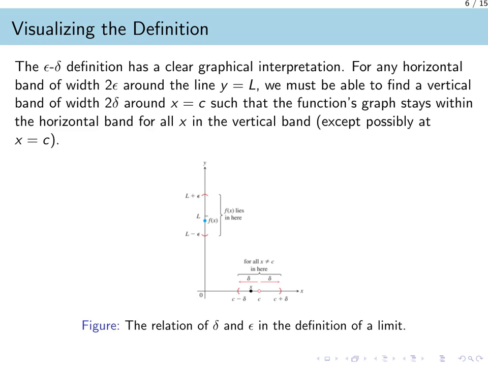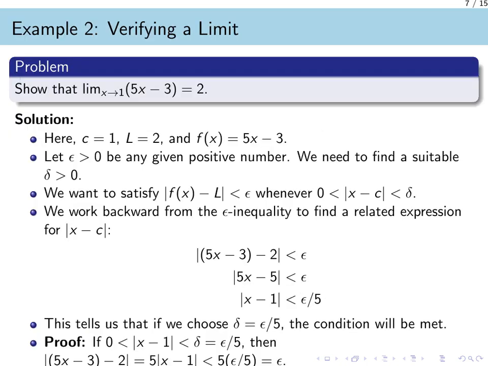The essential point is that for the limit to exist, I must be able to win this game for any epsilon you choose, no matter how tiny. Now I will use the formal definition of a limit to prove that the limit of the function 5x minus 3 as x approaches 1 is indeed 2.